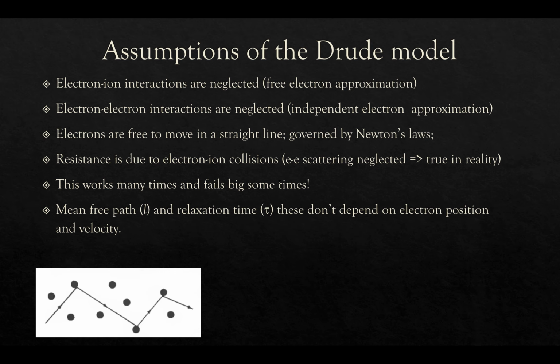We assume that resistance, that V equal to IR, that R in Ohm's law, occurs because of electron-ion collisions. That's an assumption. We assume that electron scattering is not important. This is an assumption, and amusingly, even if you use quantum mechanics, it remains true. And why it remains true is a very interesting explanation. We will come to that later.